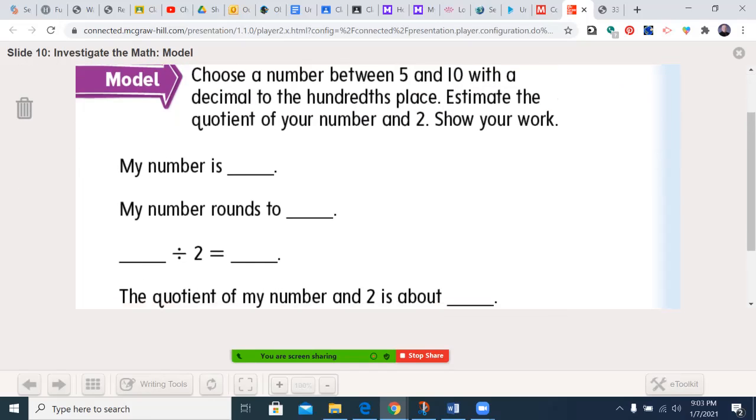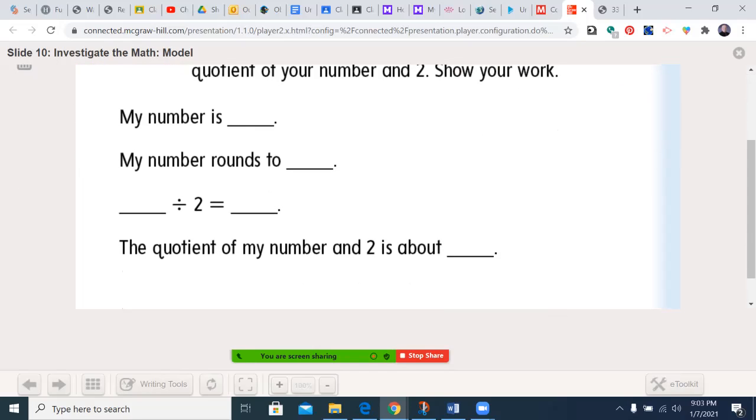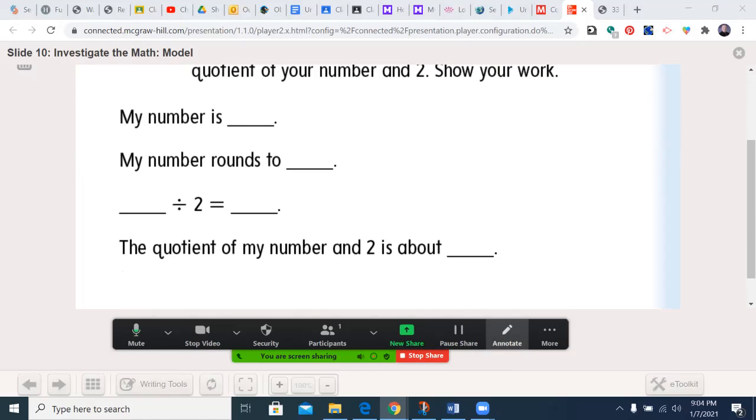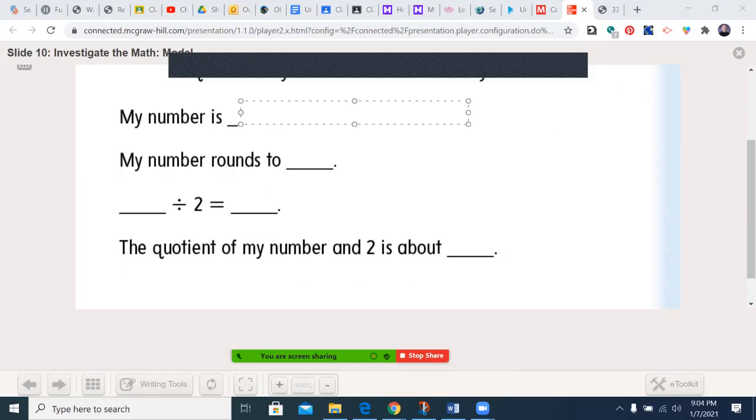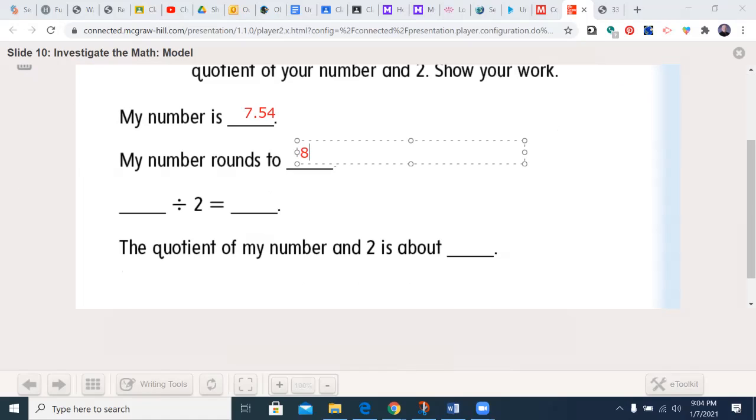So I'm going to do this for you here. Between 5 and 10 with a decimal. I'm going to put 7.54. This would round to 8 because 7 is in the ones place. The number to the right is 5 or greater, so that adds 1 to 7, so it goes to 8. And now I can divide. 8 divided by 2 is 4. So the quotient of my number and 2 is about 4. Quotient, again, is the word for an answer to a division problem. Dividend, divisor, quotient.